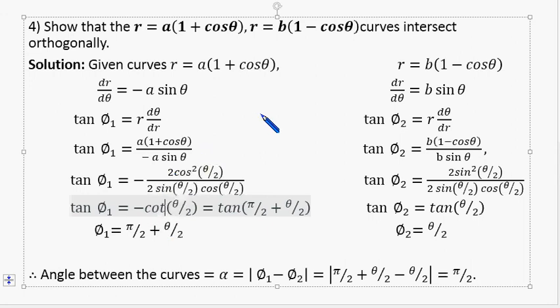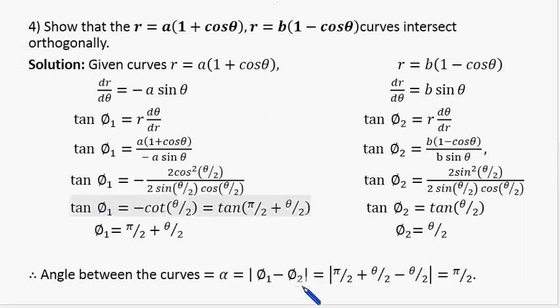So we have the half angle formula, that is cot of theta by 2, which can be rewritten as tan of pi by 2 plus theta by 2. So tan gets cancelled, and the first angle is phi1 equal to pi by 2 plus theta by 2.